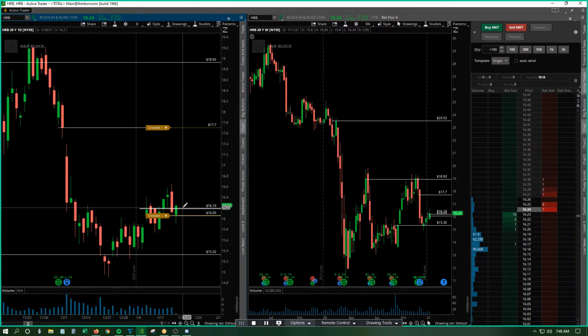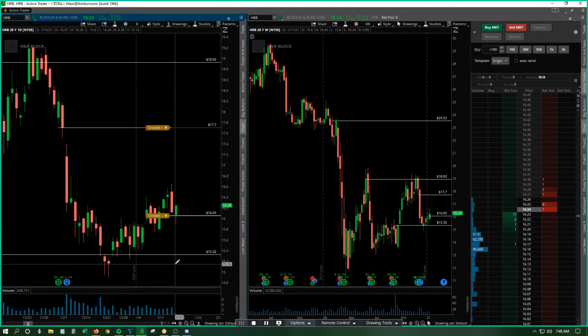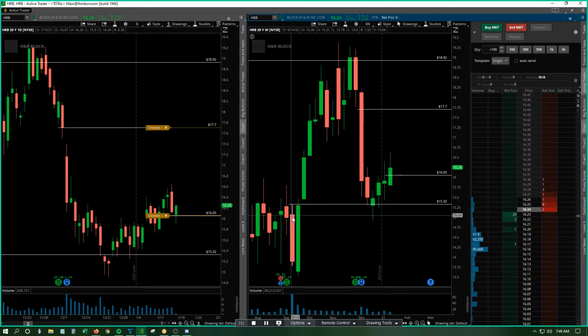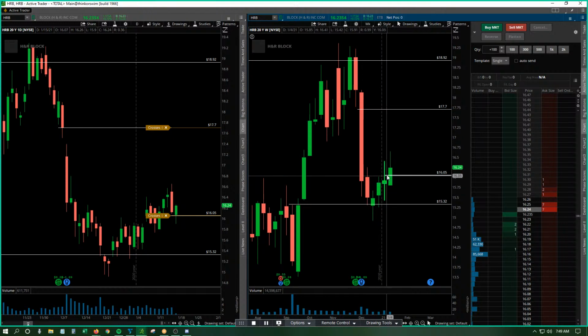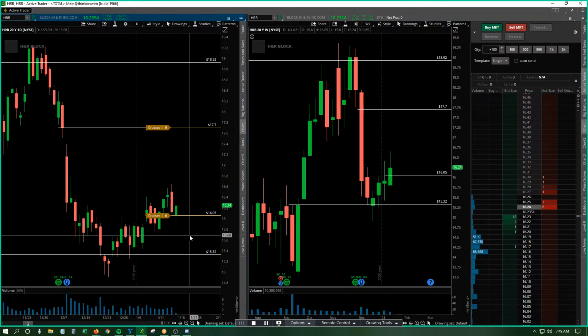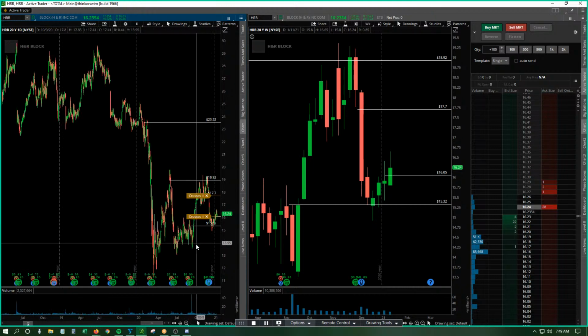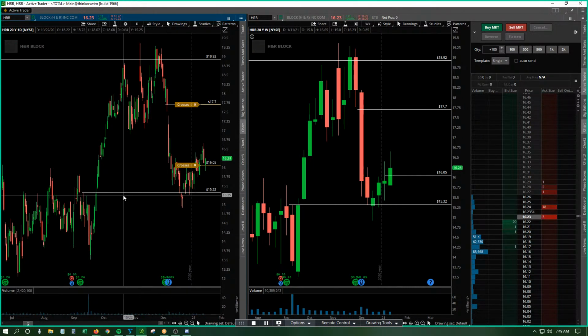H&R Block looking like a long right here, off this weekly level. Came up, tagged it. Not a lot of conviction at the moment on this. You can see the weekly has just kind of drifted a little bit higher. Nice strong move up out of here though.